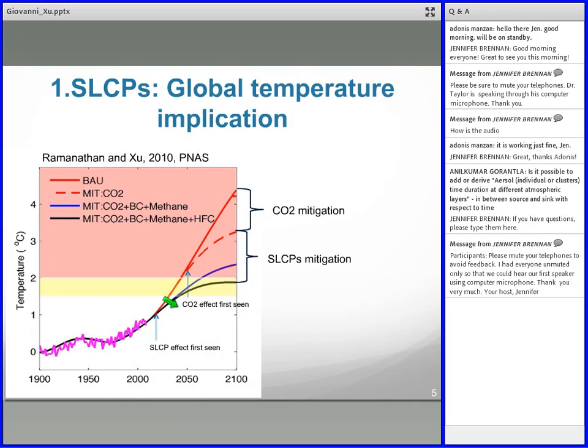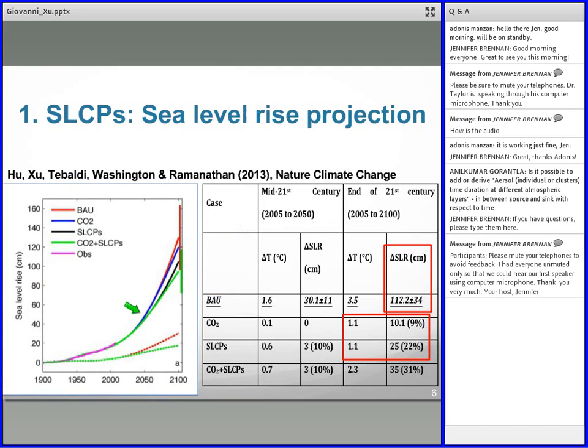And one thing to point out here is the timing of the mitigation effect. Even if we started the CO2 emission control right now, its mitigation effects on temperature can only take place after the mid-century because of the longer lifetime, while the short-lived climate pollutant mitigation on temperature can take place right after the emission control measures started. And it turns out this early timing of mitigation effect due to short-lived species can have even larger effects on sea level rise.